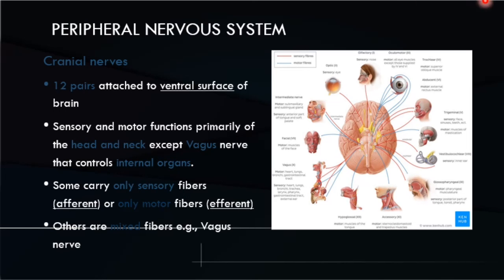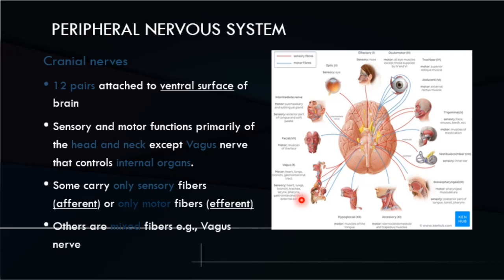So the peripheral nervous system starts with cranial nerves. Cranial nerves come out of the bottom of the brain, and actually out of 12 pairs, only one of them goes anywhere besides the head and neck. So 11 pairs of the cranial nerves control head and neck functions, and only one of them, called the vagus nerve, goes down and controls the rest of the body.